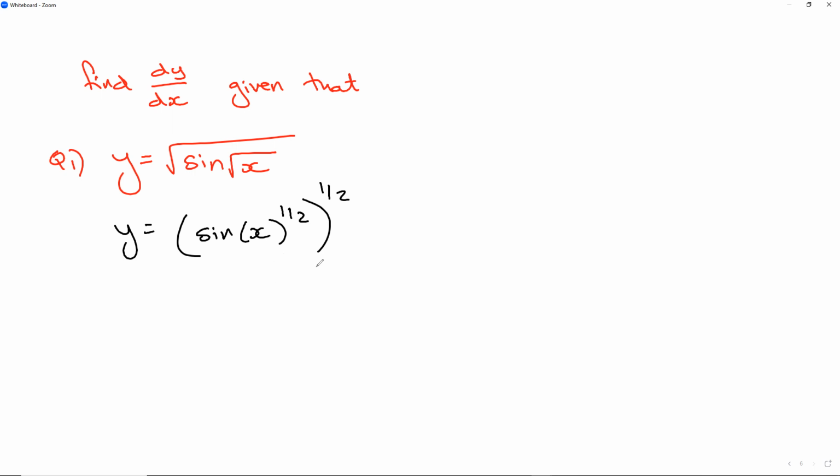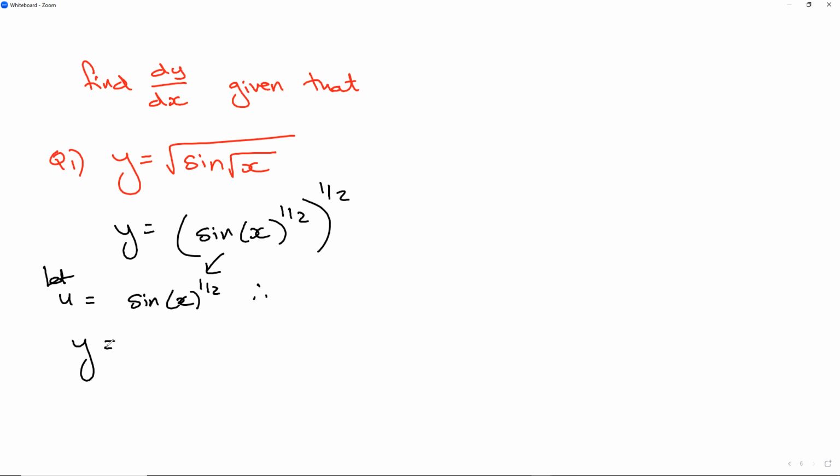Okay, so if I want to differentiate this, I'm going to use the chain rule. The chain rule says that if I've got a function like this, which is actually f of g of x, root x is a function inside a function of sine. I'm going to treat the outside as a function. Let's say I use the u method. I say let u equal sine x to the power of half. All right, that's the inside.